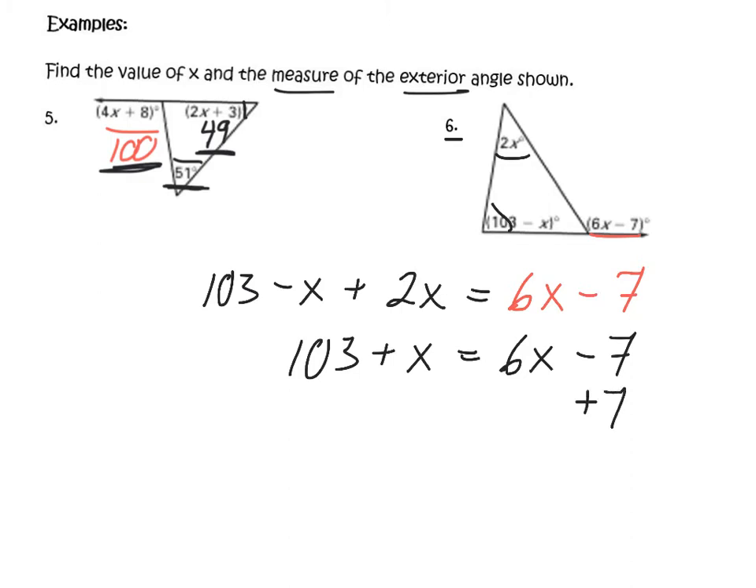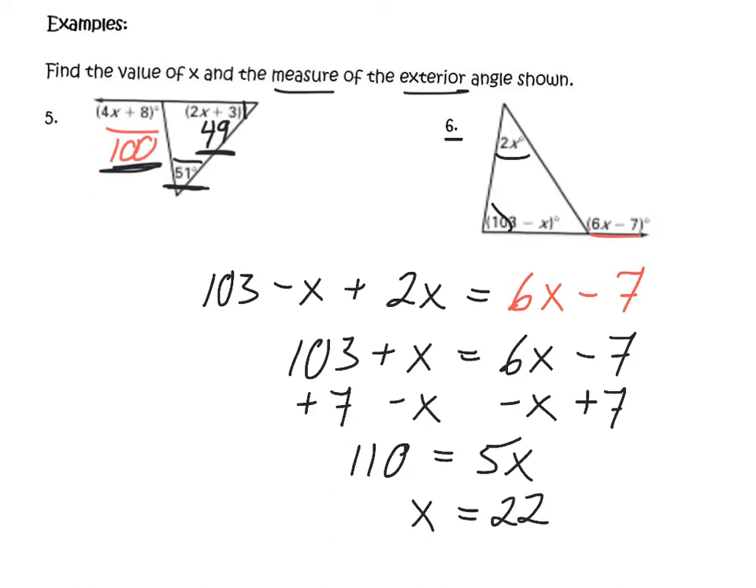Move some things around. I'll get this 7 off to the left, subtract x from both sides, so I end up with 110 equals 5x. So in this case, it looks like x equals 22. So now when I take my value for x and plug it back in, it looks like I end up with 132 minus 7, which gives me 125. And then it looks like when I plug it back in here, we end up with 81. And then if I add those up, 81 plus 44, I'm going to get 125.